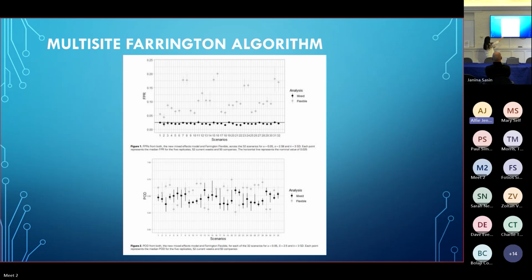So the horizontal line is the nominal false positive rate. So it's the true one. As we can see, the new algorithm's false positive rate is much closer to the nominal value than the existing one. So as accurate as the existing one was, this one showed better results. Regarding probability of detection, they were very similar, both of them.